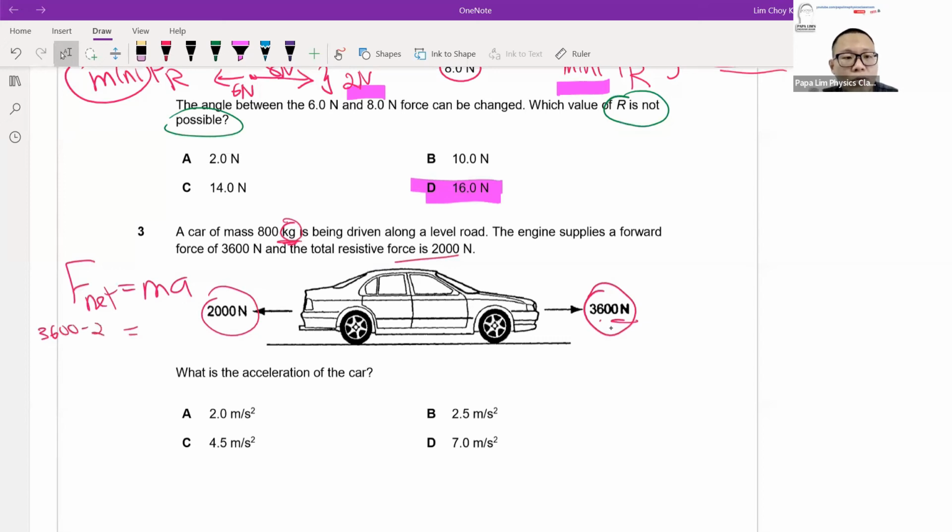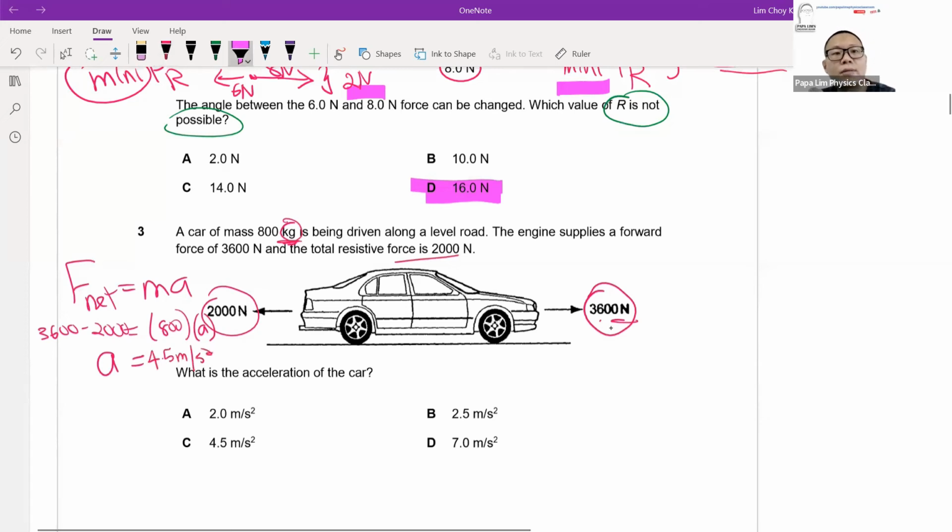Sorry, not 200. 3,006 minus 2,000. Mass is 800, divided by, times a. Okay, so if you do algebra, you'll be able to find the acceleration of the car here to be 4.5 meters per second squared.